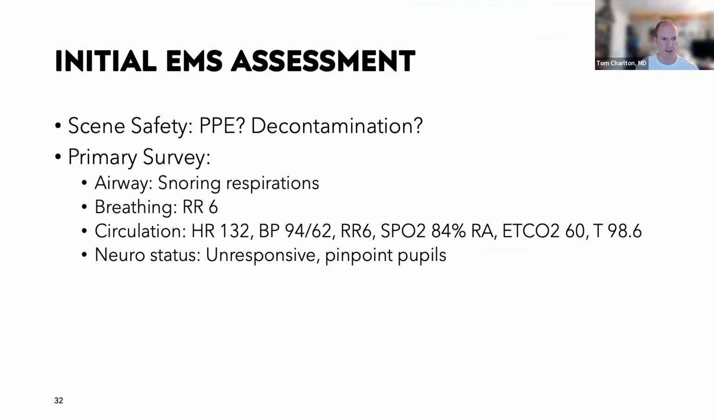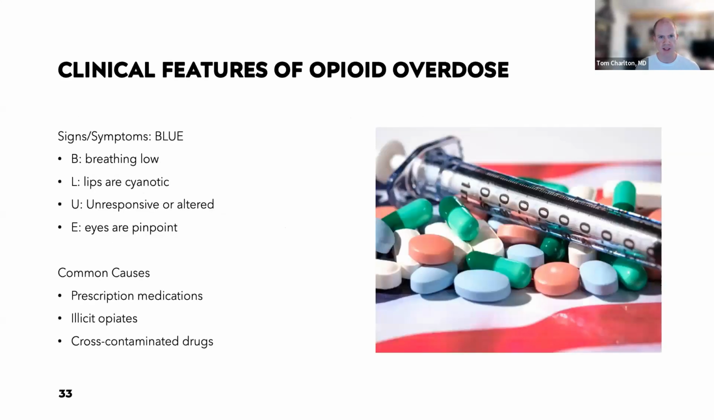When we arrived there, the airway has snoring respirations. The patient's breathing about 6 times per minute. They've got a heart rate of 132, a blood pressure of 94/62, a pulse ox of 84% on room air, end tidal capnography of 60, and a temperature of 98.6. The patient's unresponsive, and they've got pinpoint pupils. So most of us are pretty well versed in recognizing this because this is opiate overdoses.